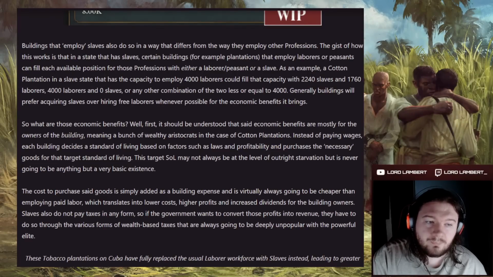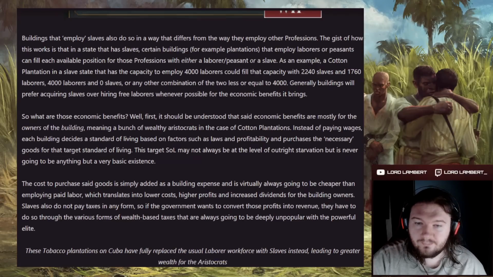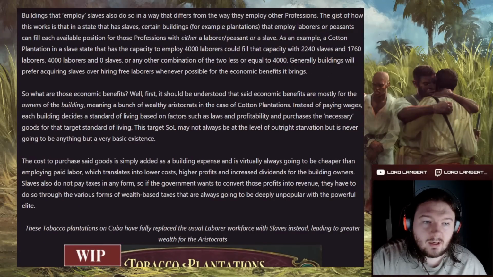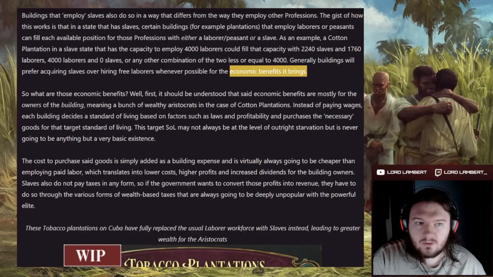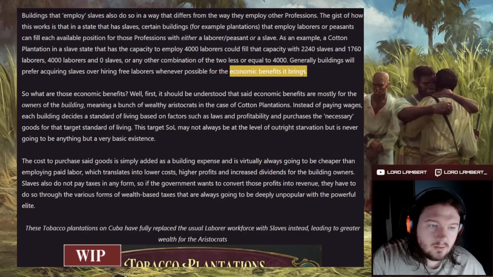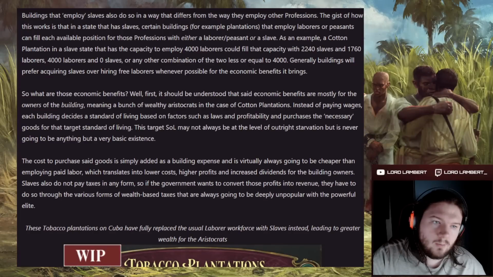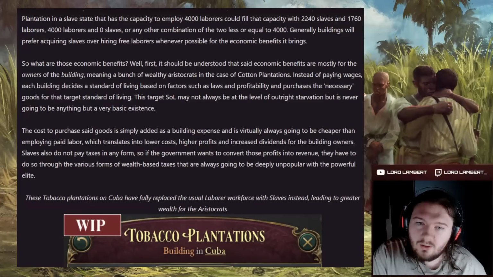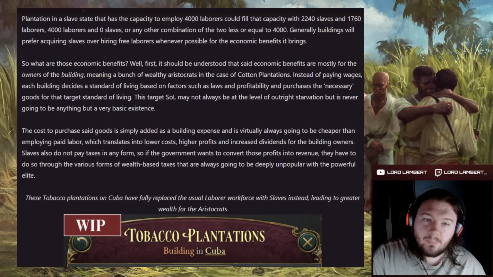Generally, buildings will prefer acquiring slaves over hiring free labourers wherever possible for the economic benefits that it brings. Again, it is economically beneficial to the plantation itself, to the country, and to the slave pops. Obviously not beneficial. So what are those economic benefits? Well, first, it should be understood that said economic benefits are mostly for the owners of the building, meaning a bunch of wealthy aristocrats in the case of cotton plantations.